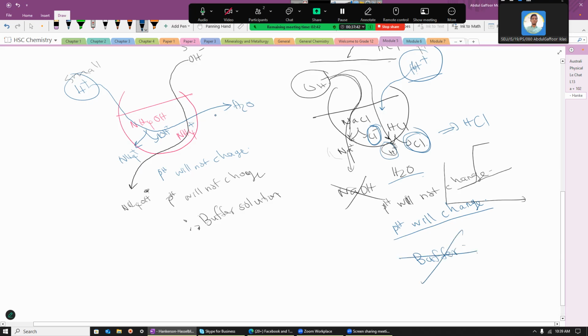Do you understand that? If you add H plus, definitely the pH will change. It holds for only one factor. But for a buffer solution, both conditions should be satisfied. If you add OH minus and H plus, in both situations, the pH shouldn't change.